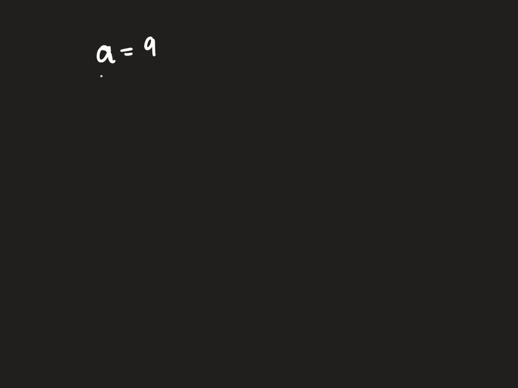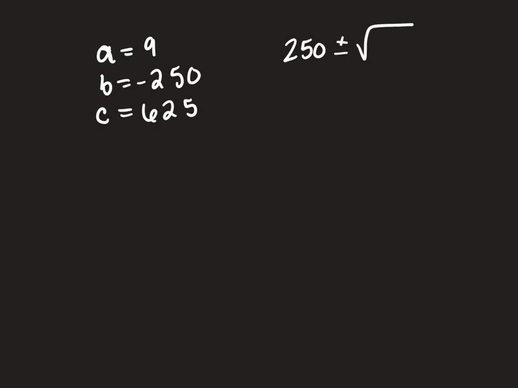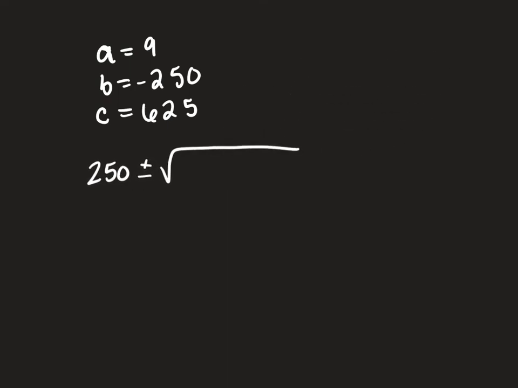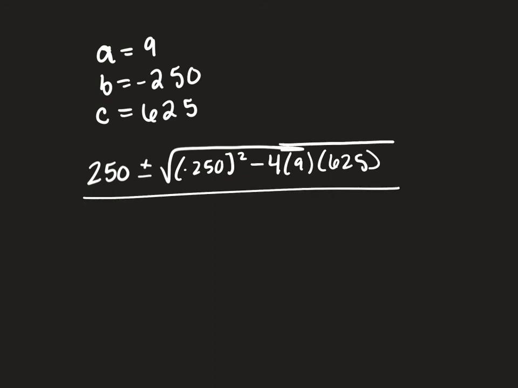So A was 9, B is negative 250, C is 625. So again, it's negative B plus or minus the square root of B squared minus 4 times A times C, over 2A.